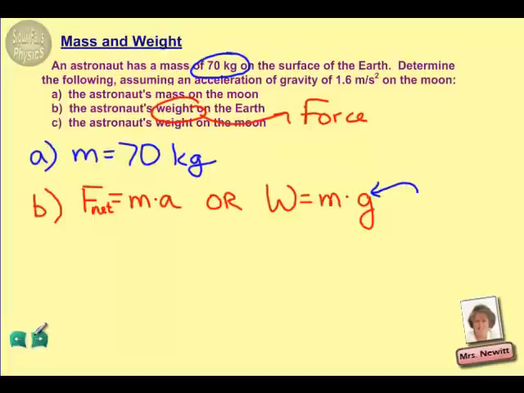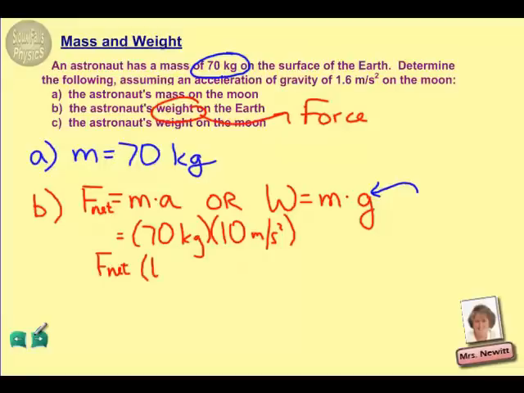So if we're going to calculate the astronaut's weight on the surface of the Earth, then all we need to do is include our 70 kilograms as his mass, and 10 meters per second squared as the acceleration of gravity, and we get the net force, or the weight, as 700 newtons. So when he stands on the surface of the Earth, gravity pulls down on him with a force of 700 newtons.